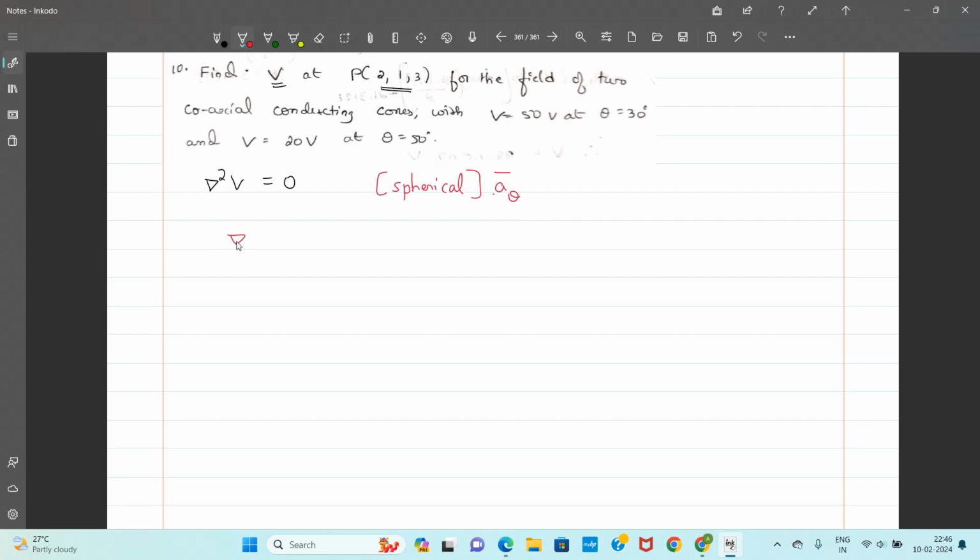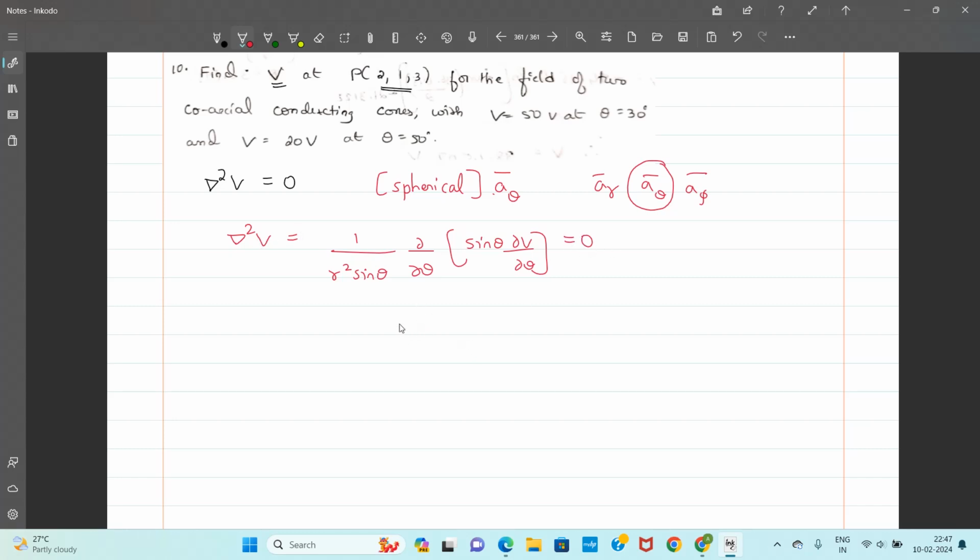So you have to write the del square V equation in spherical system. And out of the three components, that is a R, a theta, a phi, you have to choose only the theta component in the equation. The theta component in the equation is 1 by r square sine theta, dou by dou theta of sine theta, dou V by dou theta. So this is the theta component in spherical coordinate system for del square V. This is equated to 0.